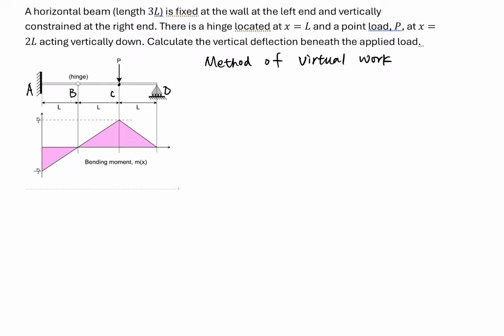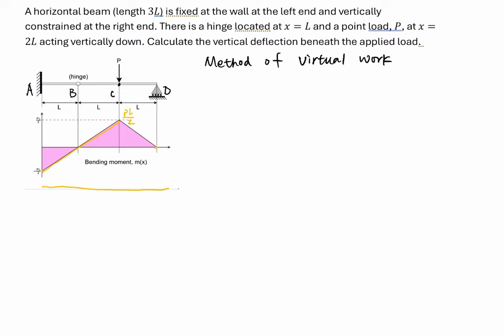Here we want to use the method of virtual work. In the method of virtual work, first of all, we need to calculate the internal bending moments for the real system. Here, the question already gives you the bending moment. The bending moment at point A is negative PL over 2, and then changes linearly to PL over 2 at point C, and then changes to 0 at point D. So this is for the real system.